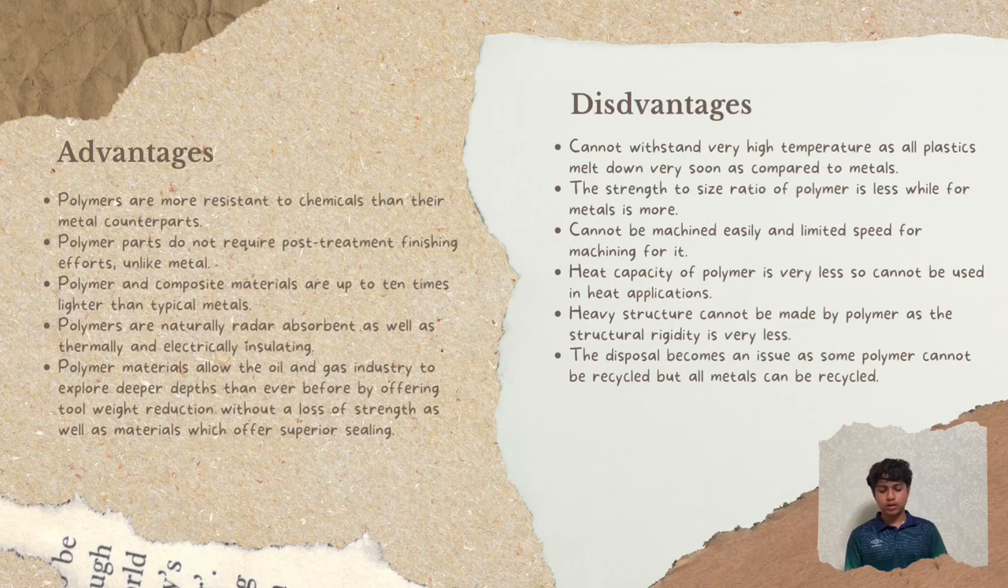I want to talk about the advantages of polymer. Polymers are more resistant to chemicals than their metal counterparts. Polymer parts do not require post-treatment finishing effort unlike metal. Polymer and composite materials are up to 10 times lighter than typical metal. Polymers are naturally radar absorbent as well as thermally and electrically insulating.